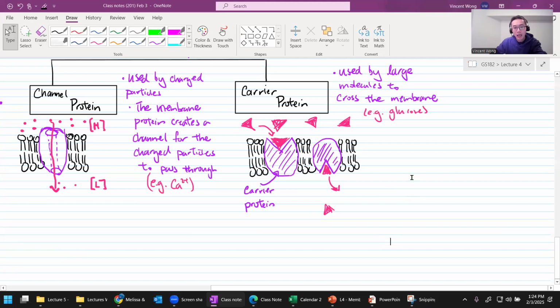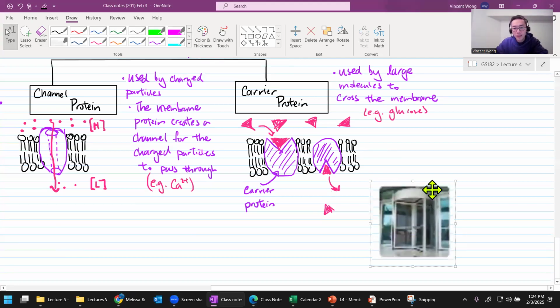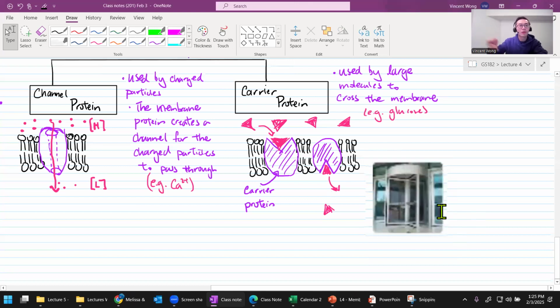Like a receptor? Yes and no. I'm going to use this as an analogy. This is like those doors you go through to go into the mall, right? You walk in one side and then you push the door and then you are inside. So the revolving door is like the carrier protein. It changes shape. Whereas the channel protein is like a doorway that's always open, and you just walk right through.